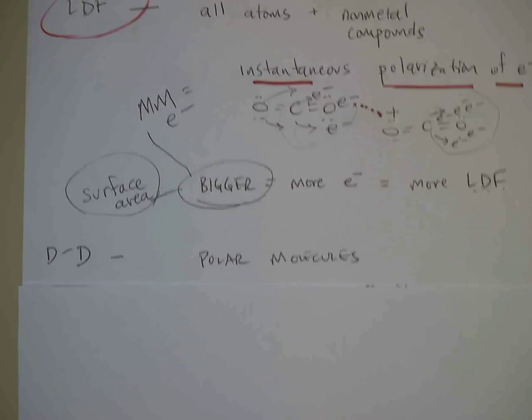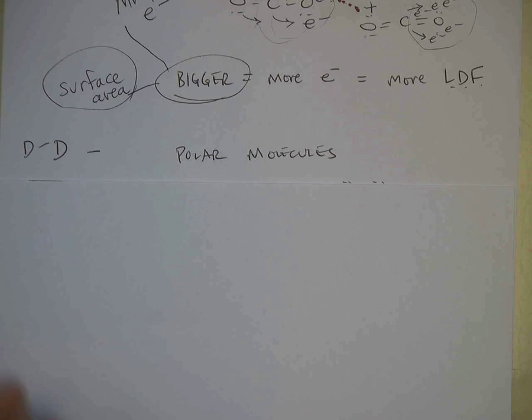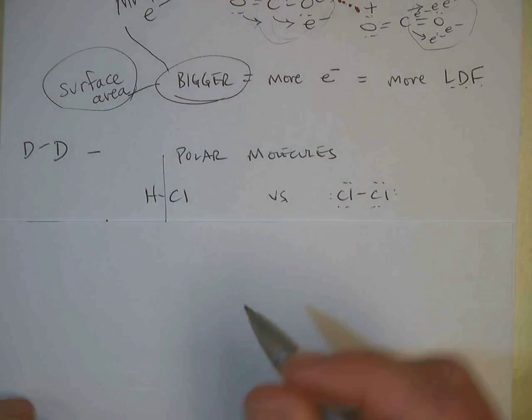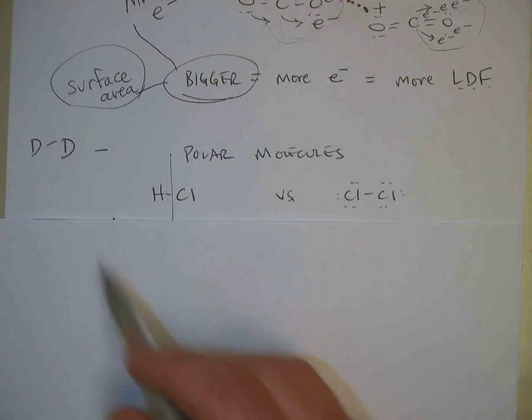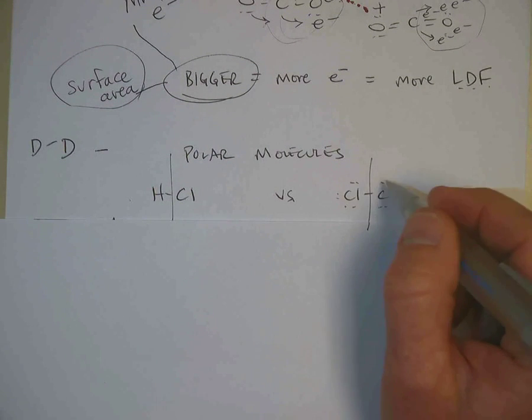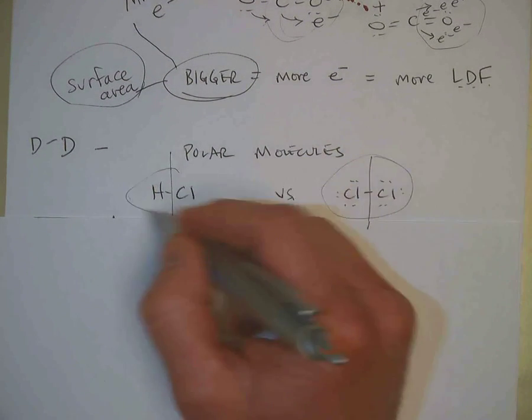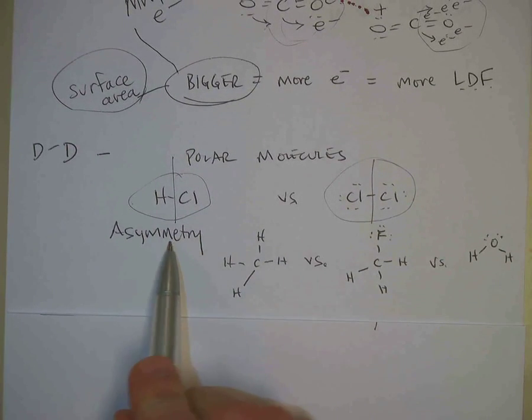Second one, dipole-dipole forces. These occur between polar molecules. Now, determining whether a molecule is polar is important too. A polar molecule is one that is asymmetrical, meaning if you slice it exactly in half, they have different halves. You can see if I slice HCl in half, obviously I have different halves. If I slice Cl2 in half, obviously I have the same halves. And so this one would be nonpolar, this one would be a polar molecule. And asymmetry allows us to know if a molecule is polar or not.